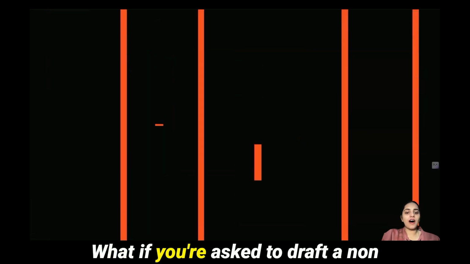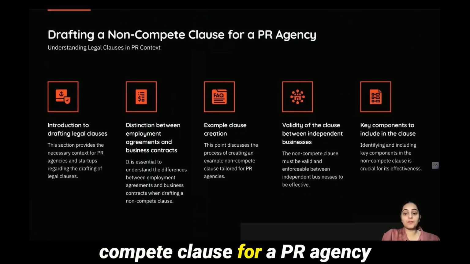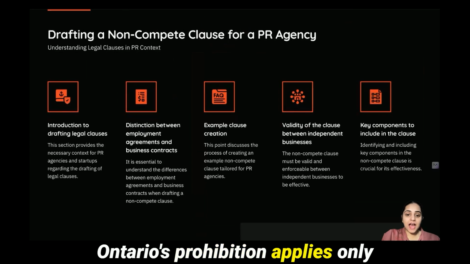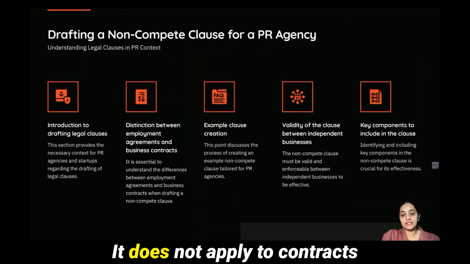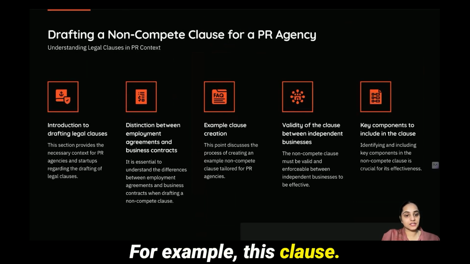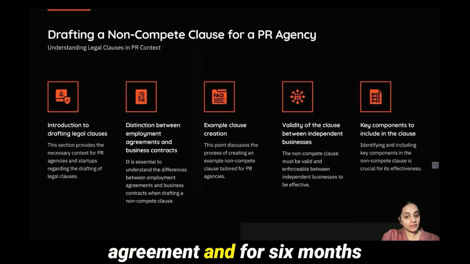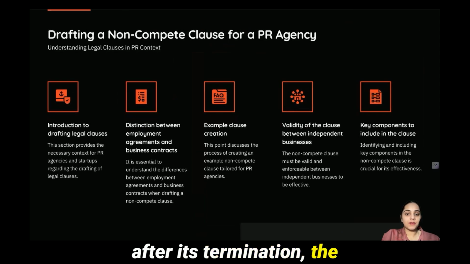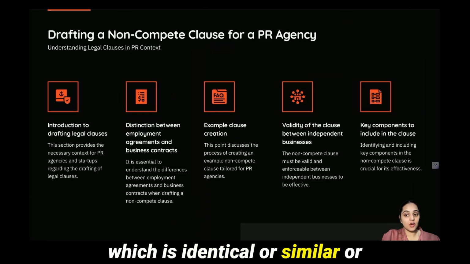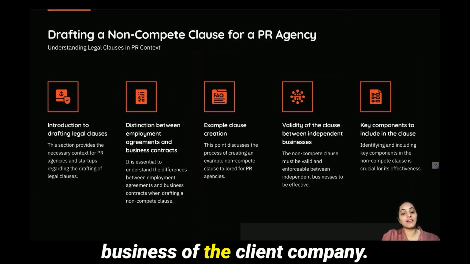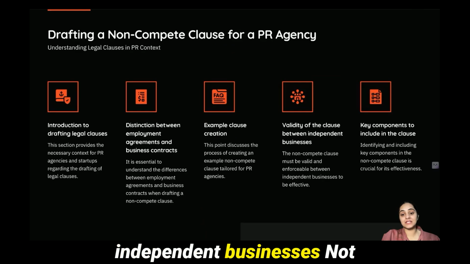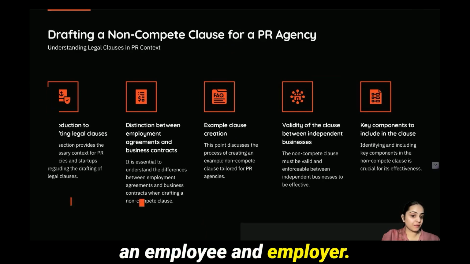contracts. What if you're asked to draft a non-compete clause for a PR agency working with a Canadian startup? Ontario's prohibition applies only to employment agreements. It does not apply to contracts between businesses. For example, this clause. For the duration of this agreement and for 6 months after its termination, the PR agency shall not start or work with any new business which is identical or similar or otherwise competes with the business of the client company. Now, this clause is valid because it is between independent businesses, not an employee and employer.